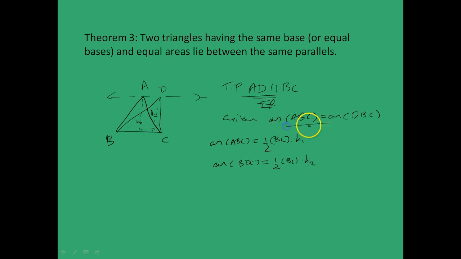Now we are given that these two areas are equal, so while equating them we get half of BC into H1 is equal to half of BC into H2. This implies H1 is equal to H2, and so we know that these two heights are equal, and so we know that AD is at a constant distance from the line BC, and so therefore AD parallel to BC. Hence proved that two triangles having the same base and equal areas lie between the same parallels.